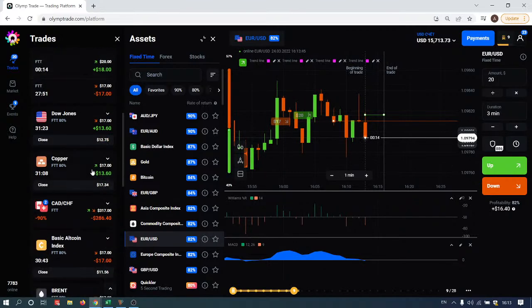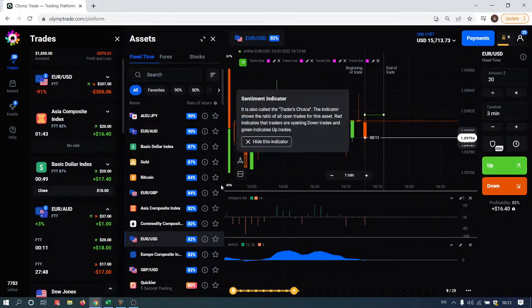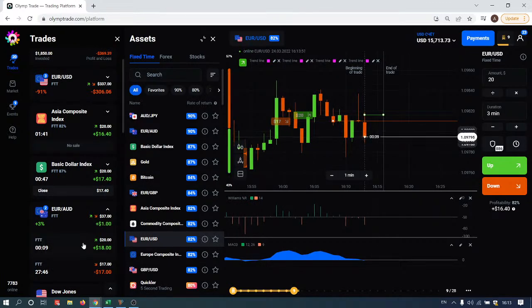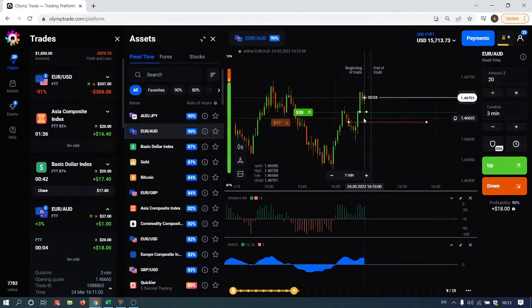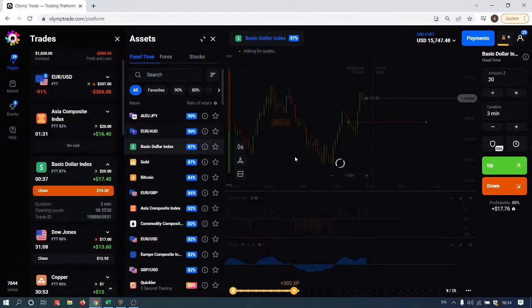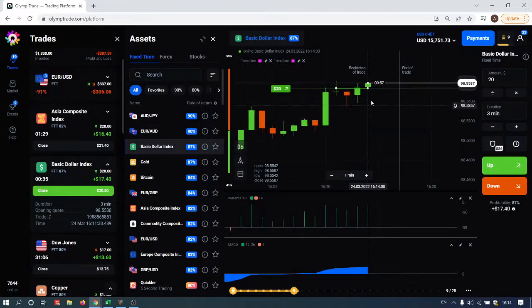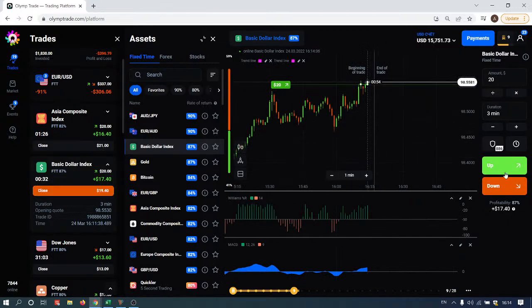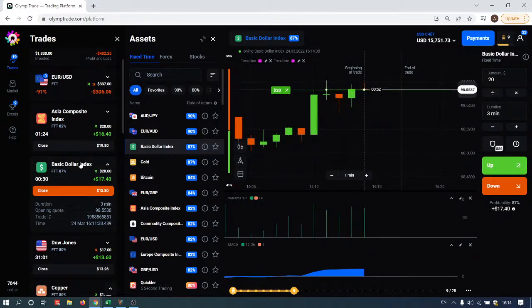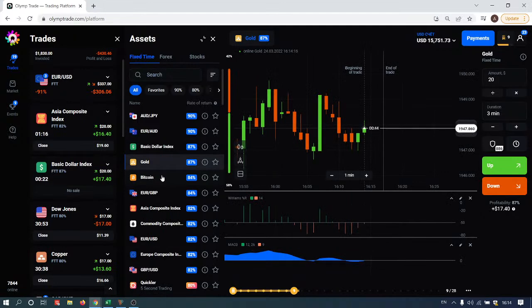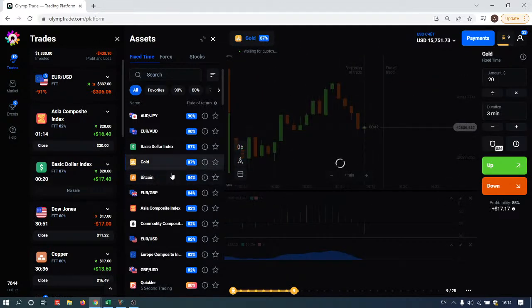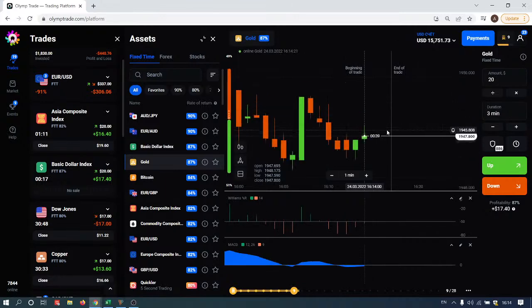But also I use midterm trades for 2, 3, 4, 5 hours oftentimes. Okay, so my first trade closes with a profit on the Euro against the Australian dollar, and my next trade is on the Basic Dollar Index. So 30 seconds to go on this one, so I will probably not open another trade until this one closes. So I will then figure out in which direction to open this trade.